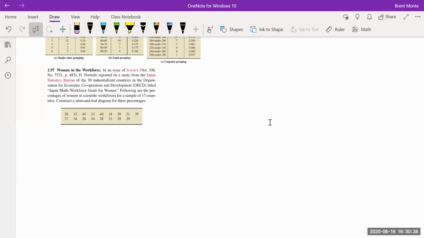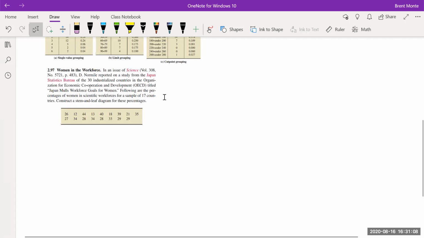Now, the way the book numbers problems, the 2 in the front means it's chapter 2, and the 97 means it's the 97th problem in the chapter, not in the section. Because in section 2.1, the first problem will be 2.1, and then the second one will be 2.2. But if section 1 goes up to problem 20, then the first problem in section 2 would be 2.21 because it's chapter 2, the 21st problem in the chapter. So this is the 97th problem in the chapter, not the 97th problem in the section.